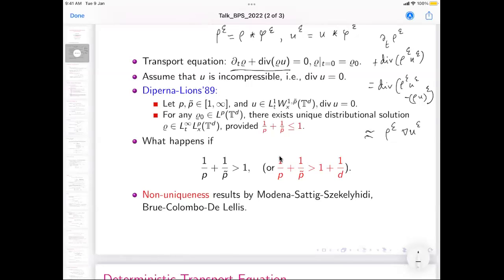So the gradient of U will be in L^p prime, and this will be in L^p, so that the bad sets of these two will not merge together, and you don't see the bad sets. So this will be in particular in L1, and everything will go through.